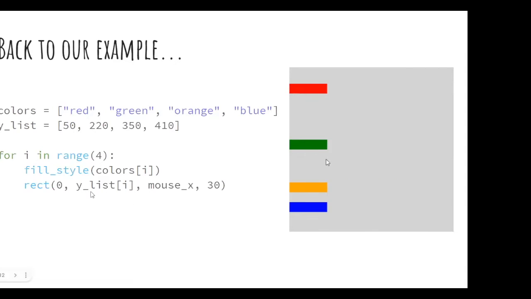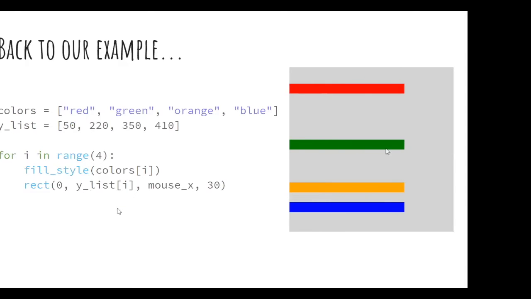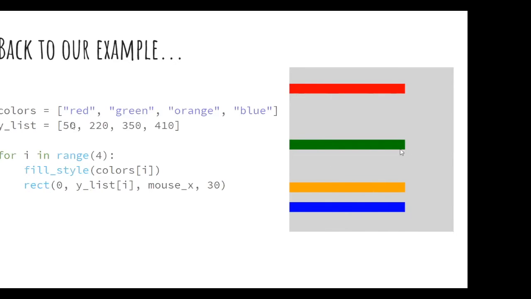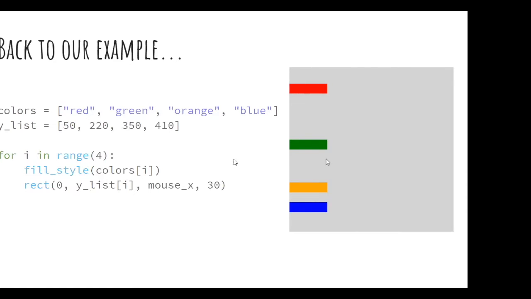And then what we are doing over here is that y_list of i, as in the previous examples that you guys have seen, we are actually using the sequential values from the list. So first over here, we will be using 50. So 0, 50, mouse_x, and 30. And the first color would be red because that is what is in the 0 index. That is why the first bar is red, and this value is 50 in the y-axis.